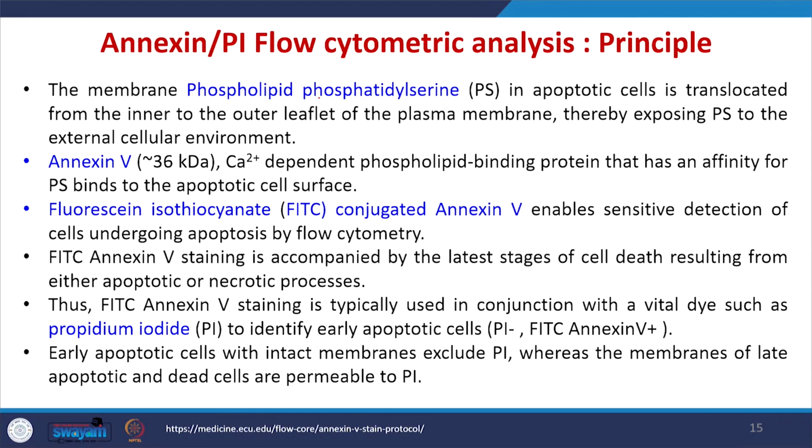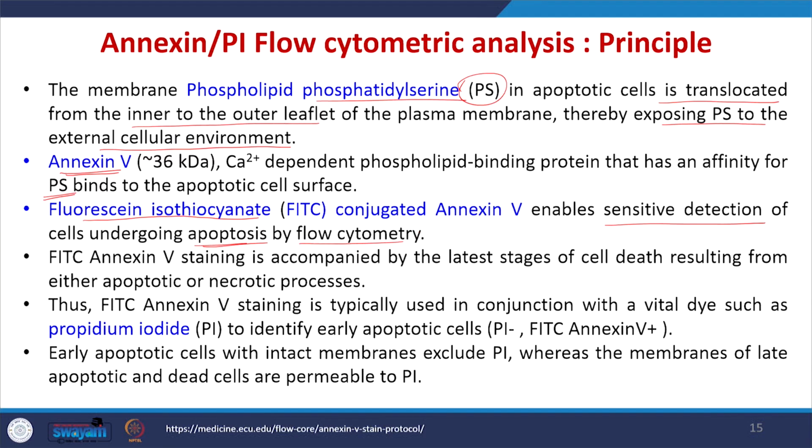The membrane phospholipid phosphatidylserine in the apoptotic cells is translocated from the inner to the outer leaflet of the plasma membrane. Thereby, it is exposing the PS to the external cellular environment. That means, during the apoptosis, the PS will be exposed to the external cellular environment, and when you use the annexin stain, it will specifically bind to the PS, and if this annexin is conjugated with fluorescein isothiocyanate, FITC, it will enable the sensitive detection of cells undergoing the apoptosis by flow cytometry.